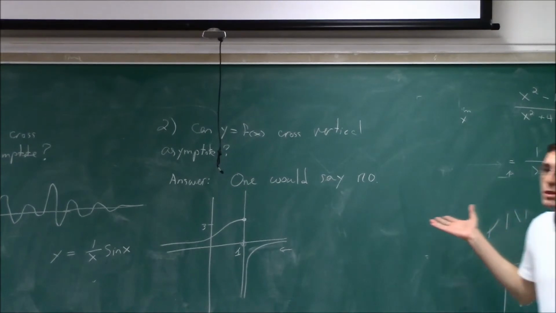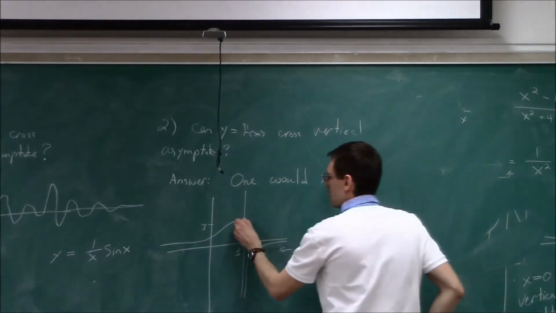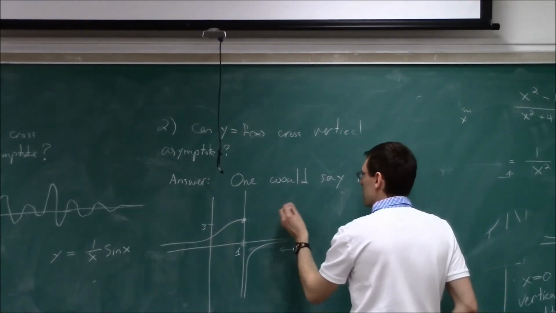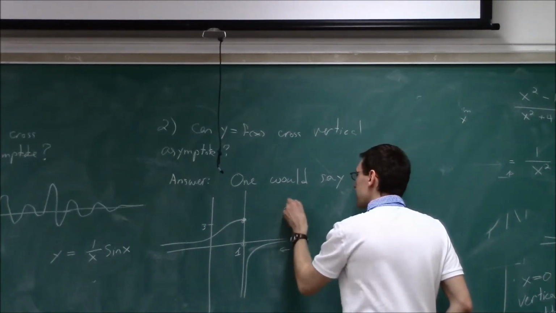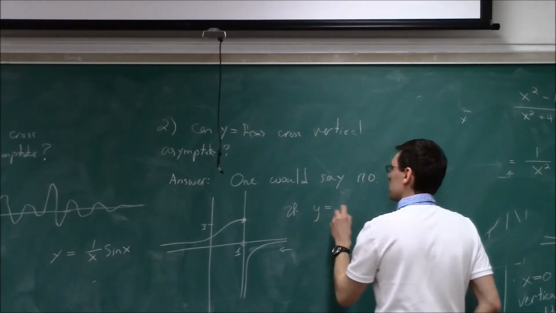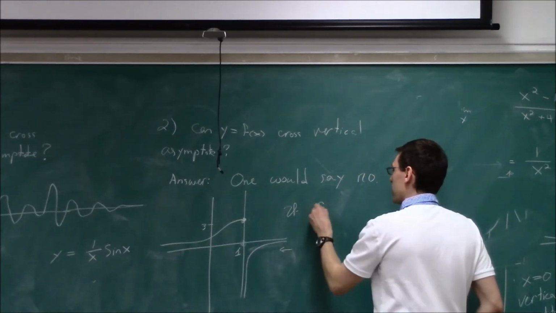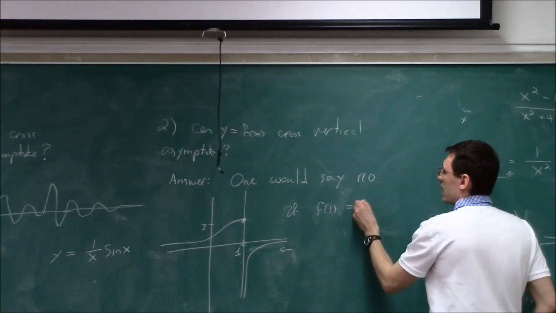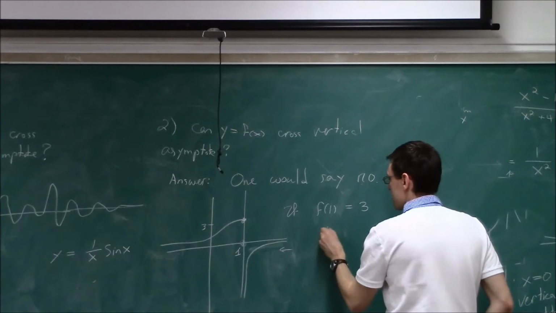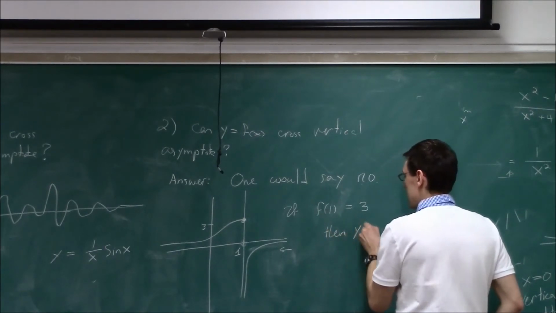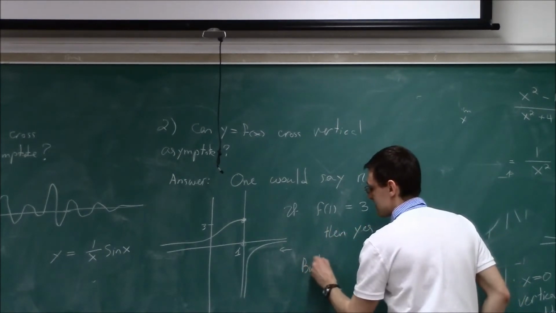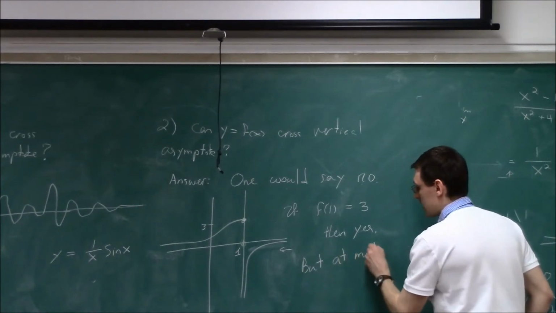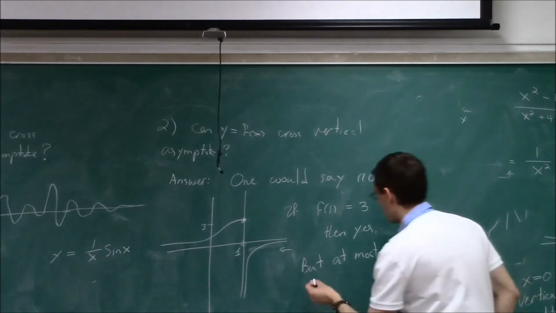So you see, whether yes or no, it depends on what you consider an asymptote. One would say in general no, but I would say that if f of 1 in this case equals 3, then yes. But at most 1 crossing, right? At most 1 intersection.